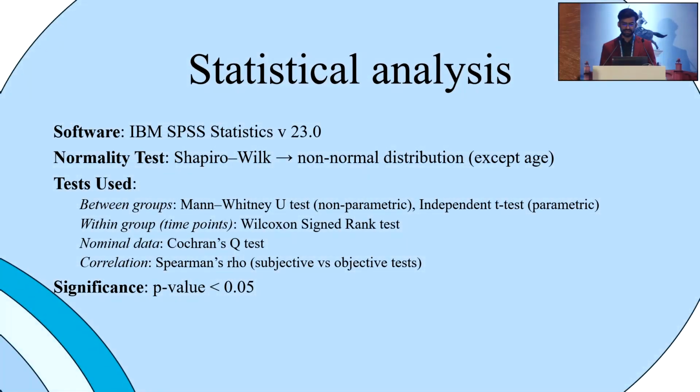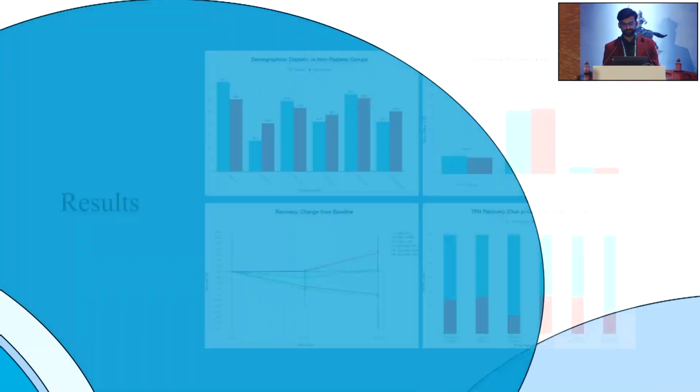Our statistical analysis used IBM SPSS Statistics version 23.0. Given the non-normal distribution of most variables, we employed Mann-Whitney U-test for between group comparison and Wilcoxon signed rank test for within group temporal changes, with significance set at p less than 0.05.